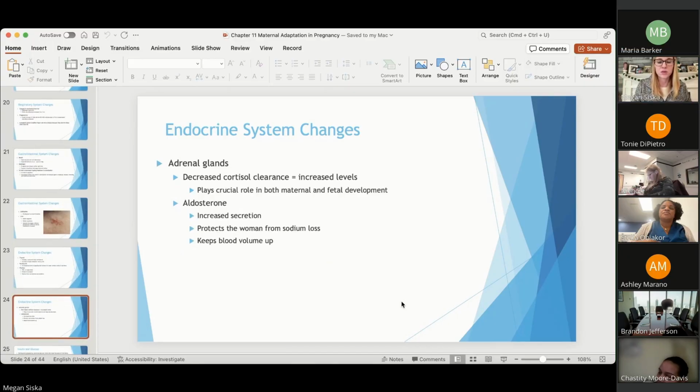Adrenal glands, so we have decreased cortisol clearance, so we have increased levels of that, which helps with both mom and fetal development. Aldosterone, we have increased secretion. It protects the woman from sodium loss, so it keeps her blood volume up, but she may have edema, a dependent edema.